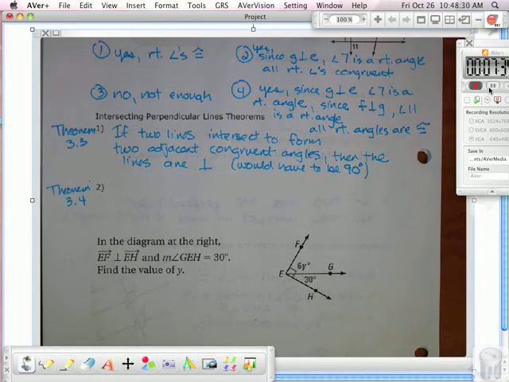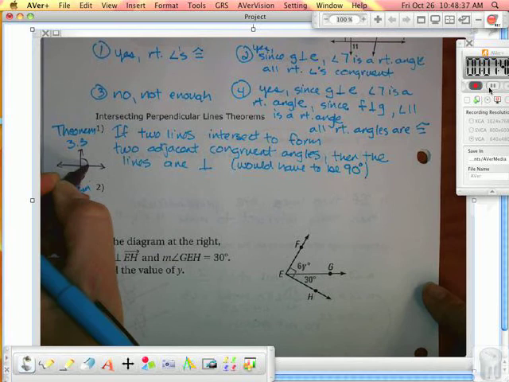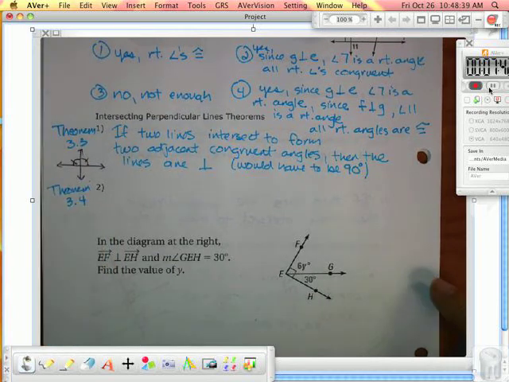Basically what they're saying is if you have two lines that intersect and form two congruent angles, they have to be perpendicular. It's the only way it would work. If this angle is equal to this angle, they have to be perpendicular. They have to be 90 degrees if two lines intersect. That's what it's saying. Okay?